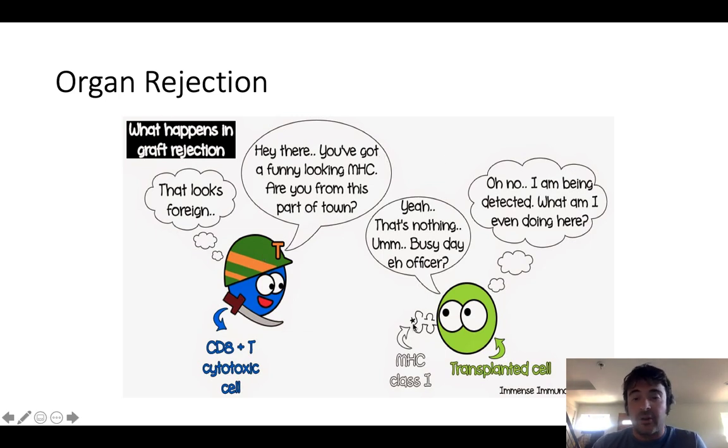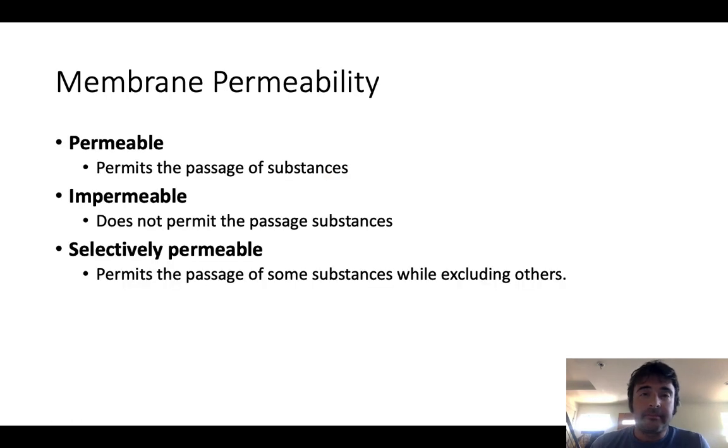It just has to do with these MHC markers. If the MHC marker is in the place where it's supposed to be and these white blood cells come around and recognize it as itself, they're not going to do anything. But if they don't, if they recognize it as being part of non-self, for example, if you have a transplanted cell and it's not the appropriate MHC marker in there, these white blood cells are going to trigger a reaction. Hey there, you've got a funny looking MHC. Are you from this part of town? Ha ha ha.